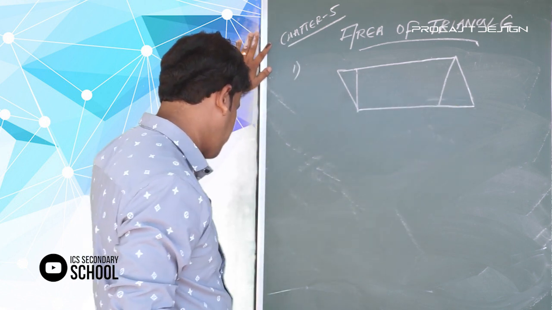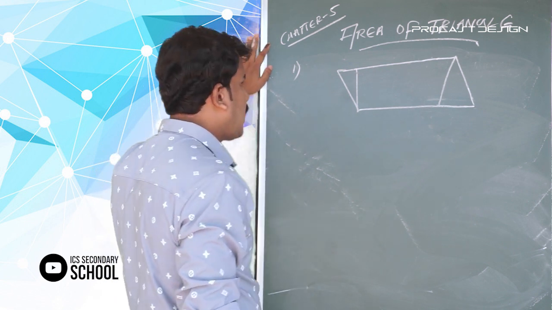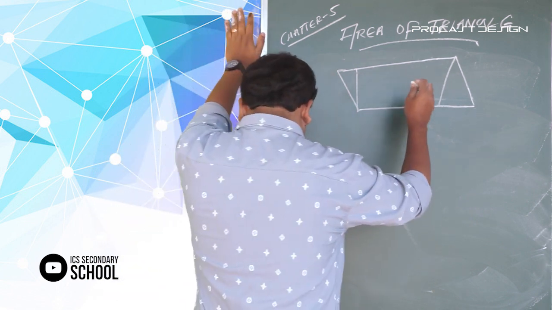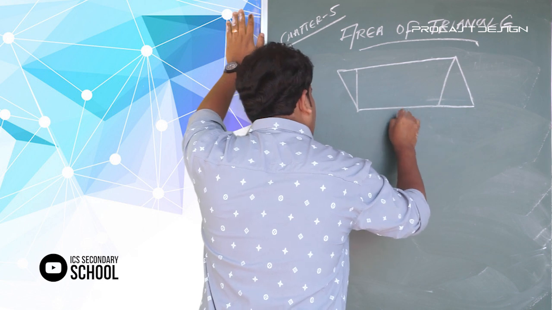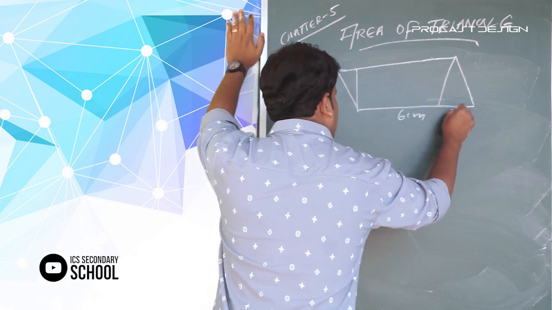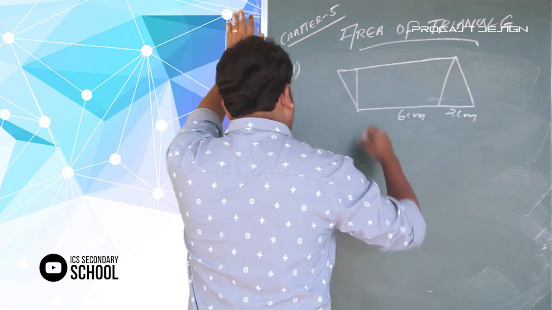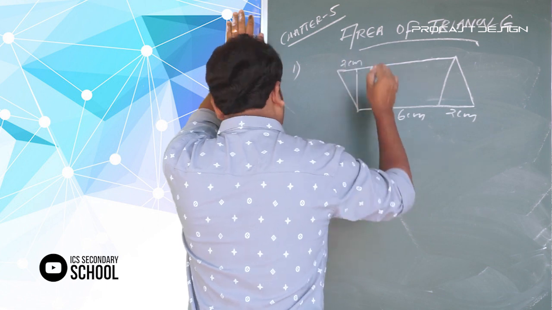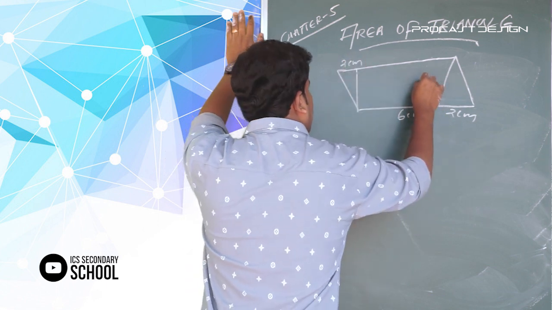Look at this picture. Calculate the area of the figure. Here 6 centimeter, here 2 centimeter, and here also 2 centimeter, and here 5 centimeter.